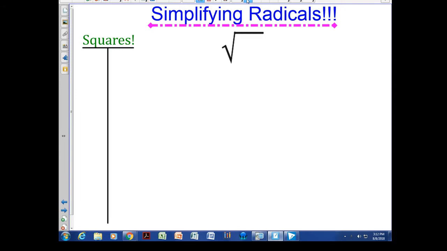So 1 squared is 1 times 1, or 1. 2 squared, or 2 times 2, is 4. 3 squared, or 3 times 3, is 9. Why don't you pause the video for a moment and see if you could write down all the square numbers, or remember all the square numbers 1 to 400. Go ahead. Okay, let's see how you did.